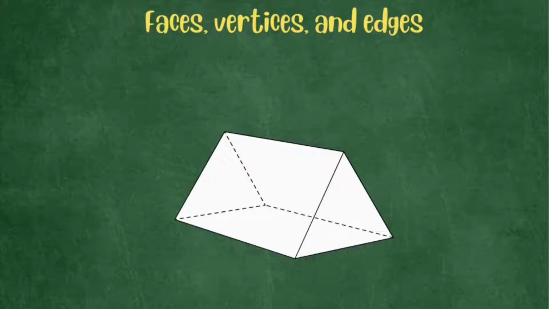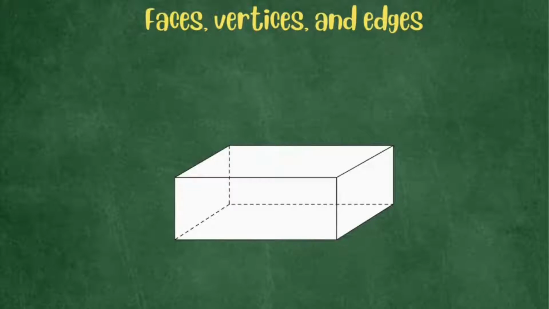Now let's try this again with a different shape. This time, we're going to count the faces, the vertices, and the edges of a rectangular prism. Now remember, the faces are the flat surfaces. So let's count them and I'll number them at the same time. Let's begin on the left-hand side.